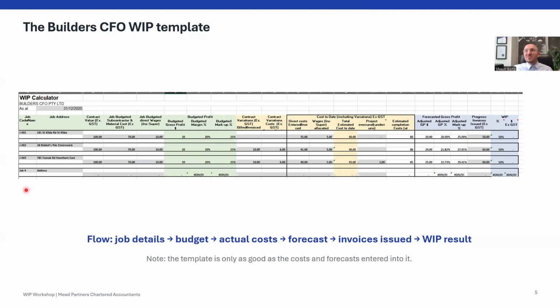So the template works from left to right. First, we start with our job details and original budget in this green area. Then we move into our actual costs and forecasted changes in this yellow area. And finally, we enter in our invoices issued. Once those figures are entered, the template calculates the WIP result. It is important to note that the template is only as good as the data entered. So the current job costs and realistic forecasts are essential to make sure that we've got a correct WIP result.